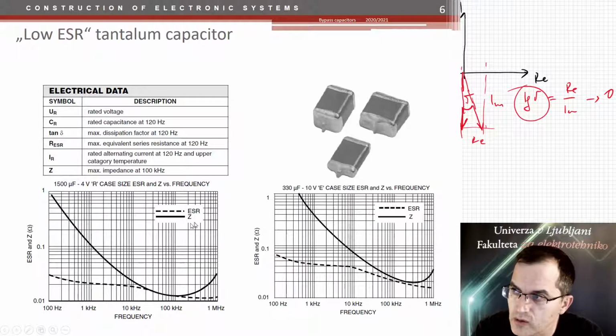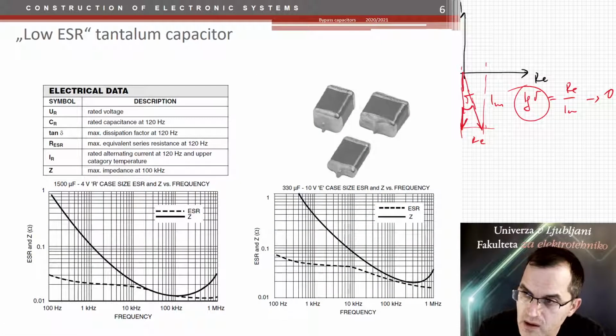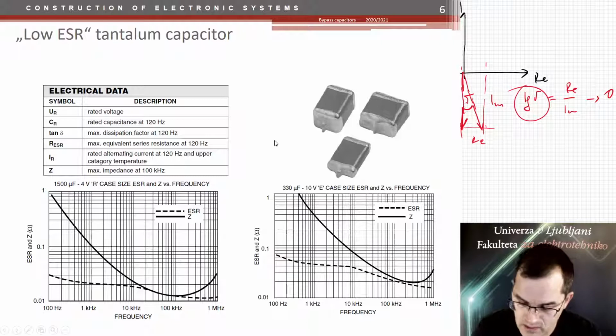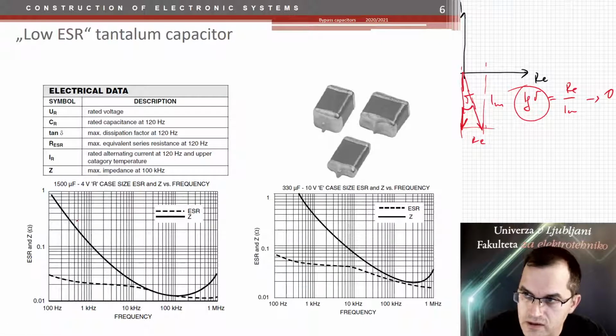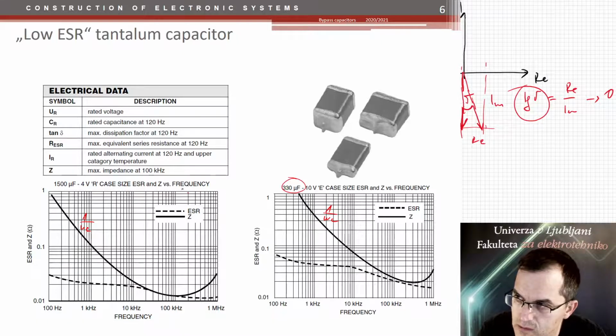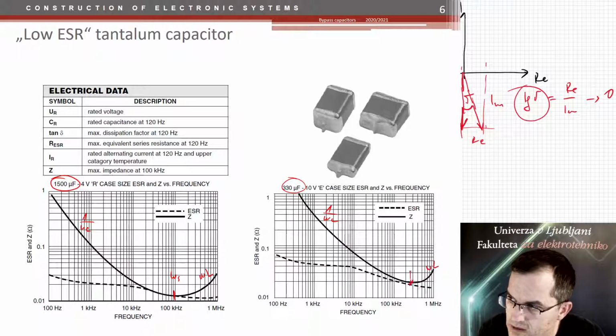And here we have two different tantalum capacitors. Okay, let me draw. Here is the 1 over omega C, here as well. This is the lower value, this is the larger value capacitor. And here we have the resonance, and here we have the omega L. Here is the omega L part, here is the resonance.